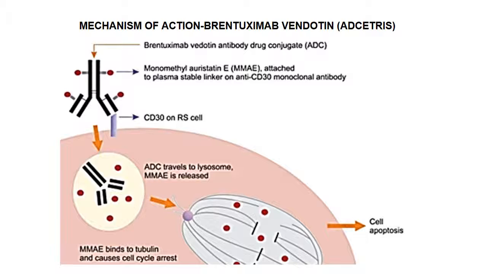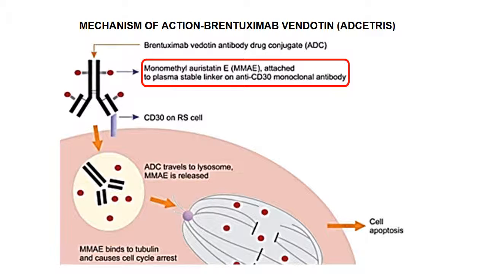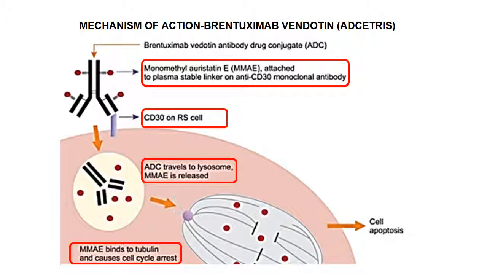This is the brentuximab mechanism of action. MMAE, attached to the anti-CD30 monoclonal antibody via a stable linker, tracks down and binds to the CD30 antigen, forming a drug-antibody-antigen complex, which is then internalized via endocytosis. The endosome is trafficked towards the cytoplasmic lysosome to cleave the drug-antibody linker. MMAE is then released after the cleavage and binds to tubulin, causing the tumor cell to undergo G2/M phase cell cycle arrest and apoptosis.